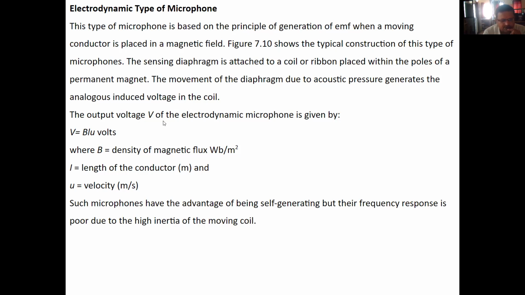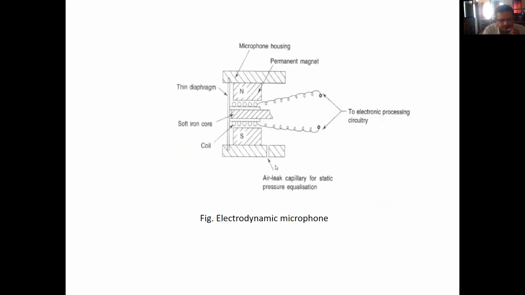The output voltage V of the electrodynamic microphone is given by V = B L u volts, where B is the magnetic flux density in Weber per meter square, L is the length of the conductor in meters, and u is the velocity in meters per second. Such microphones have the advantage of being self-generating, but their frequency response is poor due to the high inertia of the moving coil. Therefore, this is the electrodynamic microphone.